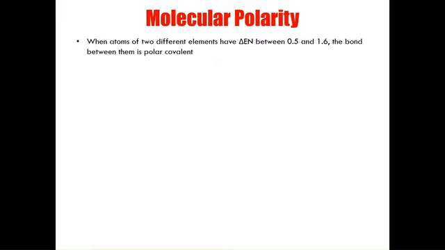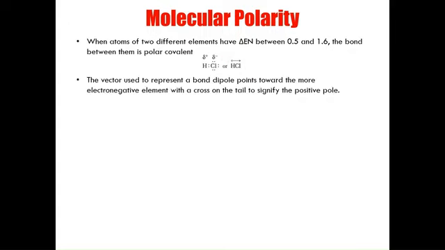When atoms of 2 different elements have differences in electronegativity between 0.5 and 1.6, the bond between them is considered polar covalent. An example of this would be hydrogen chloride. Now, we're very familiar with the dipoles that are placed here on top of hydrogen chloride, but many have never seen this symbol before. That symbol is a vector. The vector is used to represent the bond dipole and points towards the more electronegative element, with a cross on the tail to signify the positive pole it leaves behind.